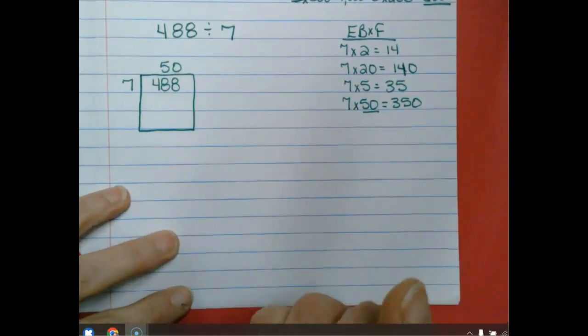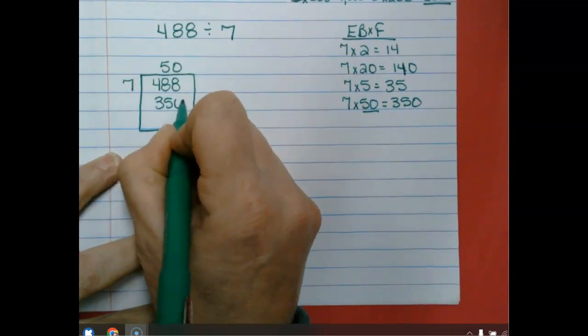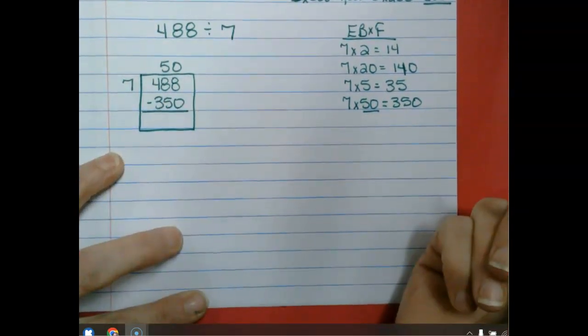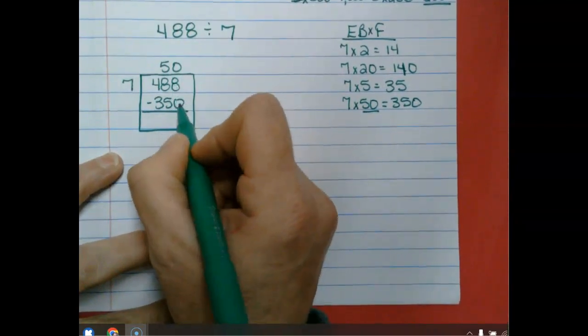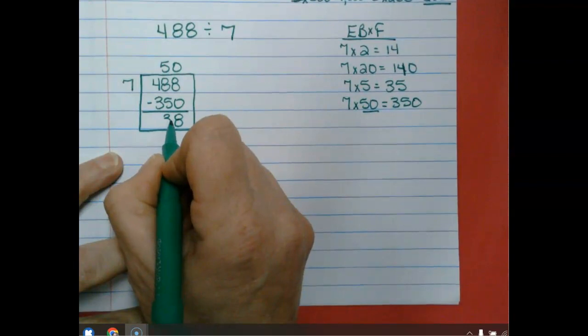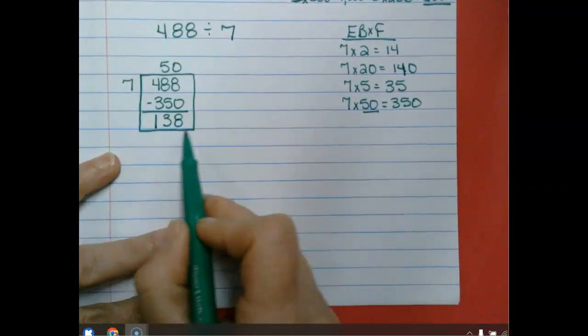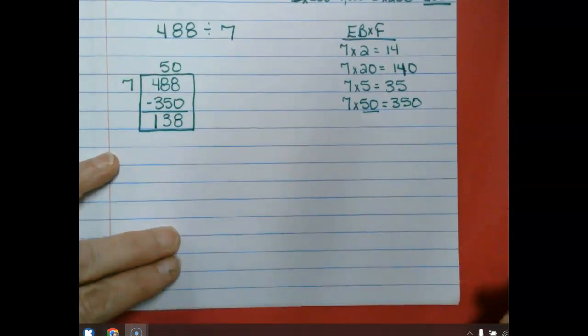I'm going to put my 50 up here for my length. And that's going to give me 350. Okay, so now I'm going to subtract. 8 minus 0 is 8. 8 minus 5 is 3. And 4 minus 3 is 1. So I have 138.